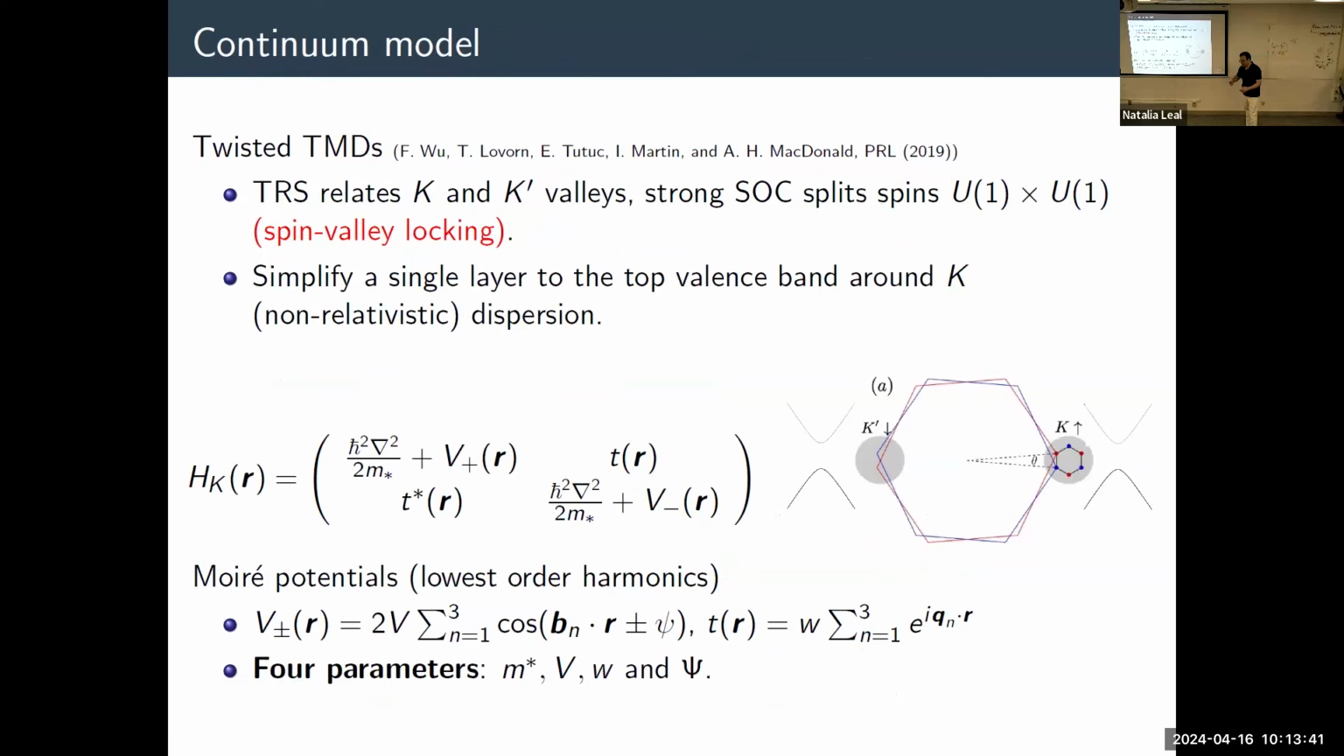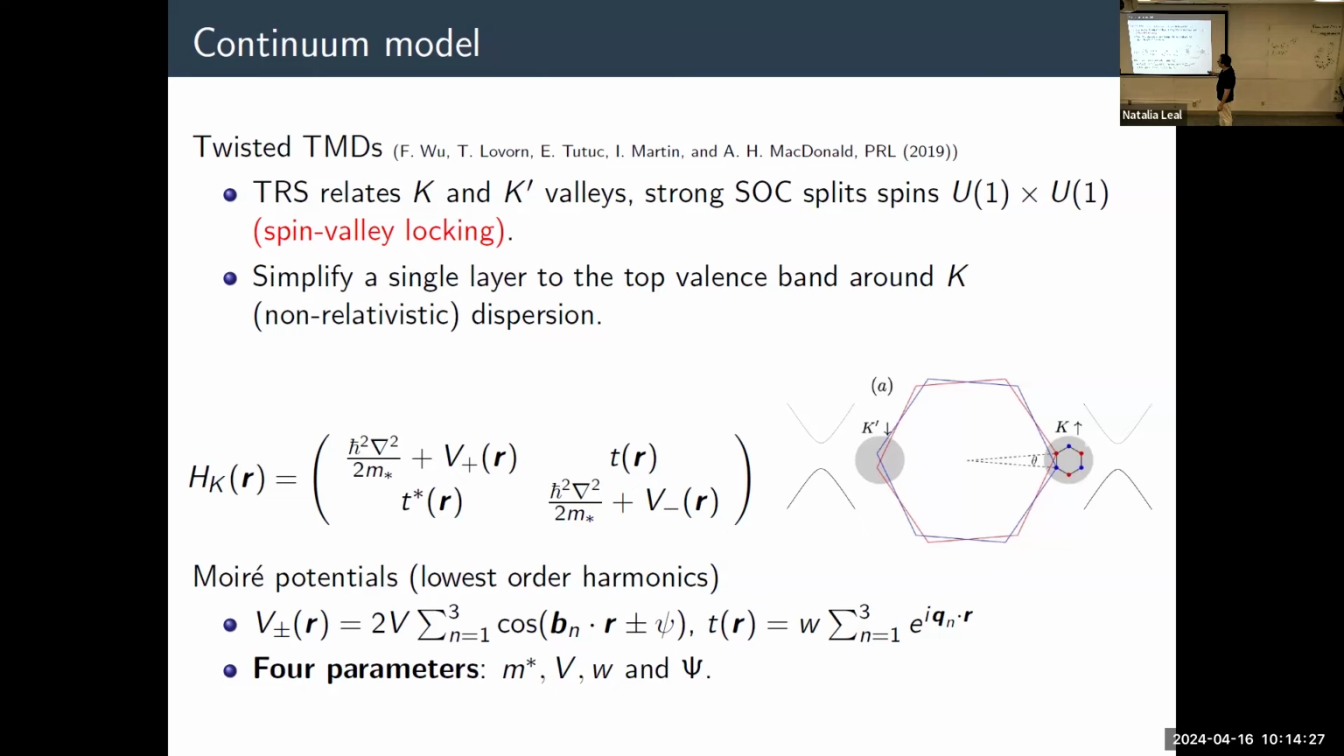So once again, when it comes to continuum models, Allan MacDonald is really the king here, and he proposed a model for twisted TMDs. Basically, what you do is you have your two valleys of your TMD, K and K prime, so you don't have any valley symmetry. But due to the very strong spin-orbit coupling, you will actually lock the spin degree of freedom and the valley degree of freedom. So the system is way simpler than TBG from that perspective. You can write down an effective model for each valley, K and K prime, which will also fix the spin degree of freedom.